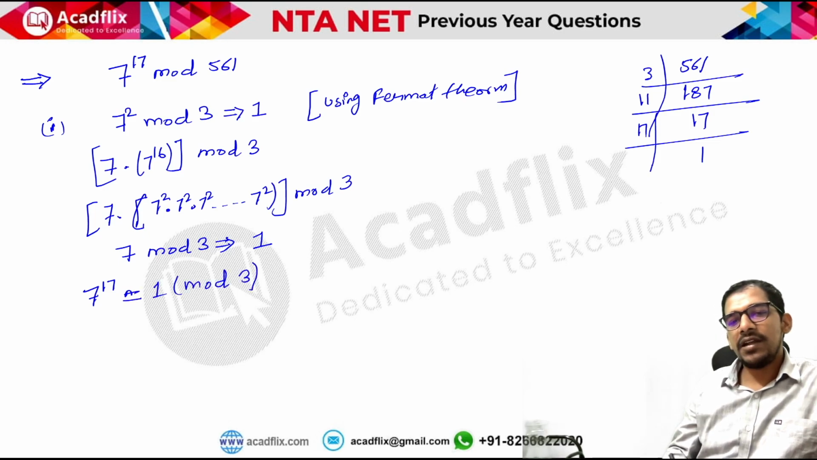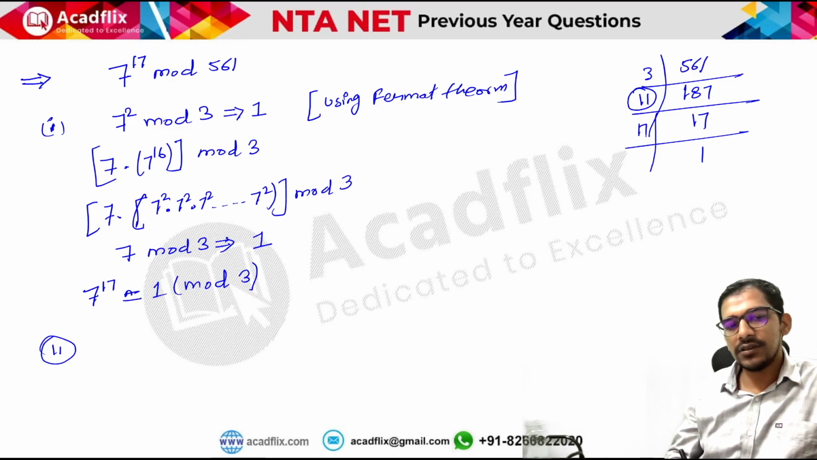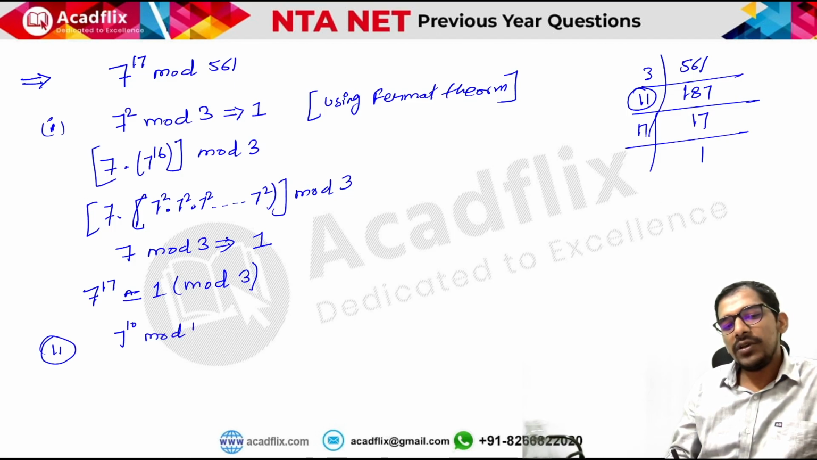The second part is, we need to check with 11. So if we need to find out 7 to the power 17 mod 11, we can use the Chinese remainder theorem. We know that 7 to the power 10 mod 11 will be equal to 1 using Fermat's theorem, where p is equal to 11, so p minus 1 will be 10. We need to find out the value 7 to the power 17 mod 11.